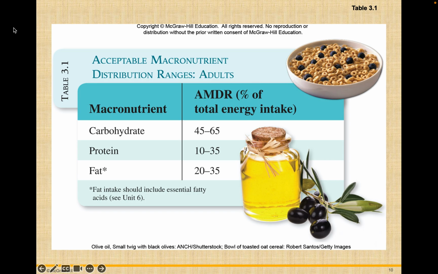Slide 10 shows us acceptable macronutrient distribution ranges, or AMDRs. The numbers you see on the slide are for adequate intakes of carbohydrates, proteins, and fats, shown in percentages of your total caloric intake. These percentages can be useful if you want to see if your individual diet meets the recommended balance of macronutrients. Remember that macronutrients are those that provide us with energy.